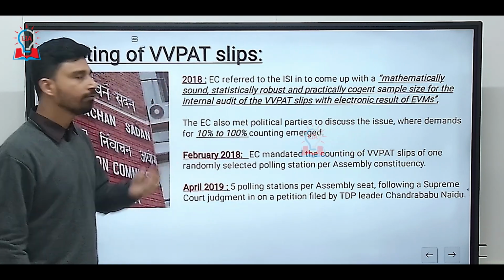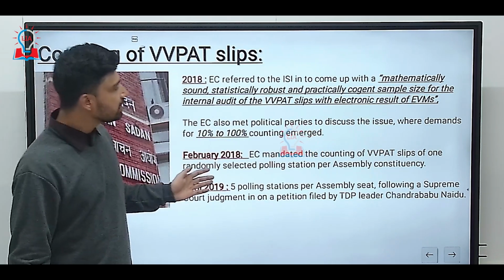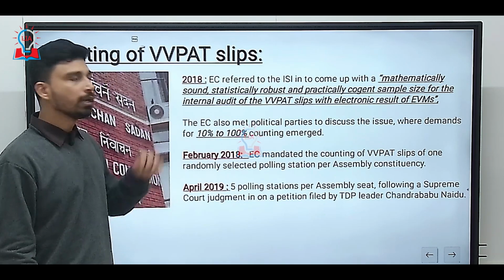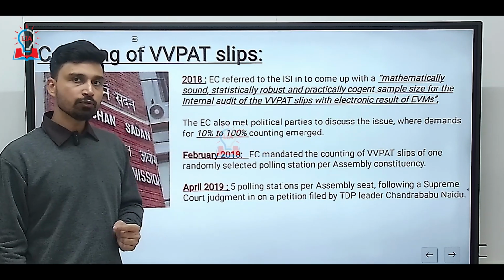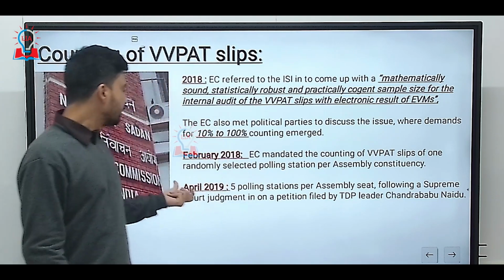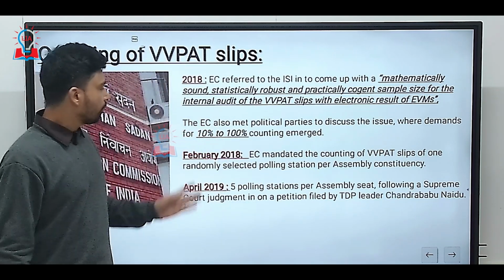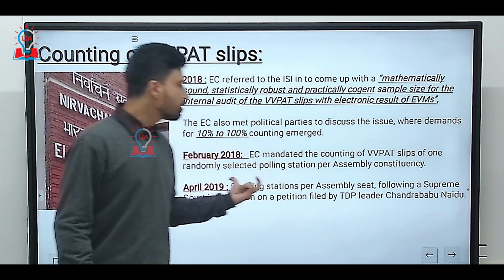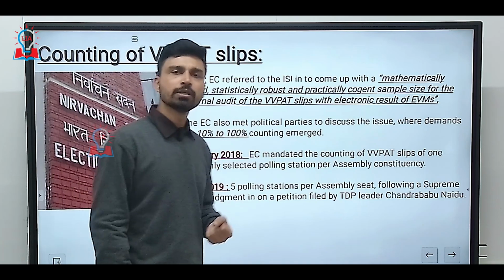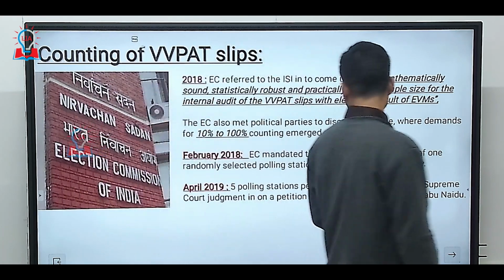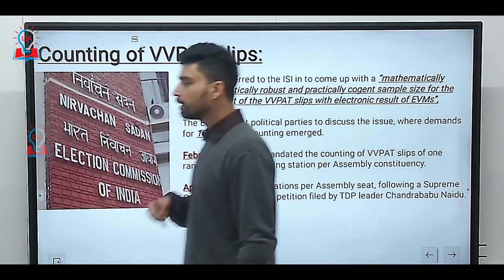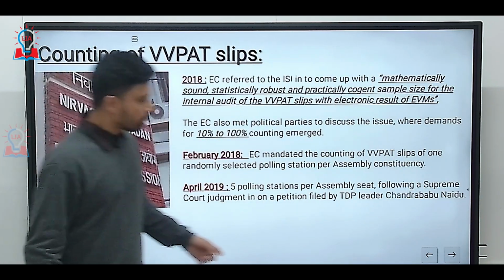Then further, in February 2018, the EC mandated the counting of VVPAT slips of one randomly selected polling station per assembly constituency. Gradually, as the political parties were not satisfied with this number, in April 2019 the number was raised from 1 polling station per assembly constituency to 5 polling stations per assembly seat, following a Supreme Court judgment on a petition filed by the then TDP leader N. Chandrababu Naidu.